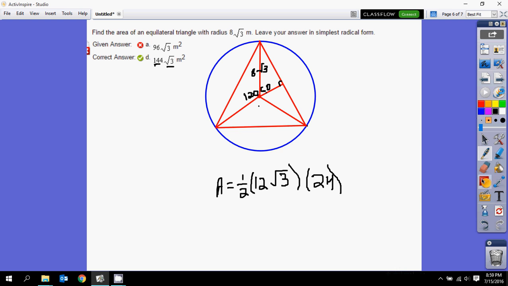Might go ahead and clear this. And I'll leave that step right there. Alright, so I've got 8 root 3 is the hypotenuse. To get from hypotenuse to short leg, I'm going to go ahead and just divide by 2, okay? So I've got 8 root 3. When I divide by 2, I get to 4 root 3.